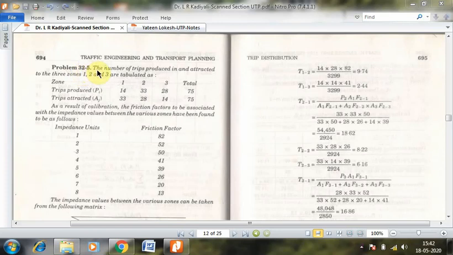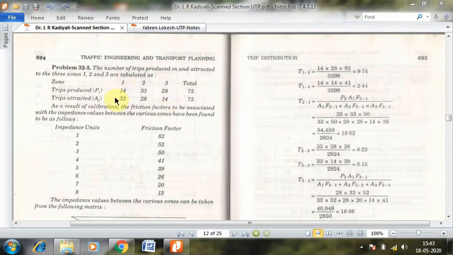So in this problem, the number of trips produced in and attracted to the three zones, zone 1, zone 2 and zone 3, are tabulated below. Okay, so you have three zones here and the number of trips produced and attracted are being given to you. Correspondingly, there's a table which tells you the zones, the trips produced, that is capital PI, and trips attracted, that is capital AJ.